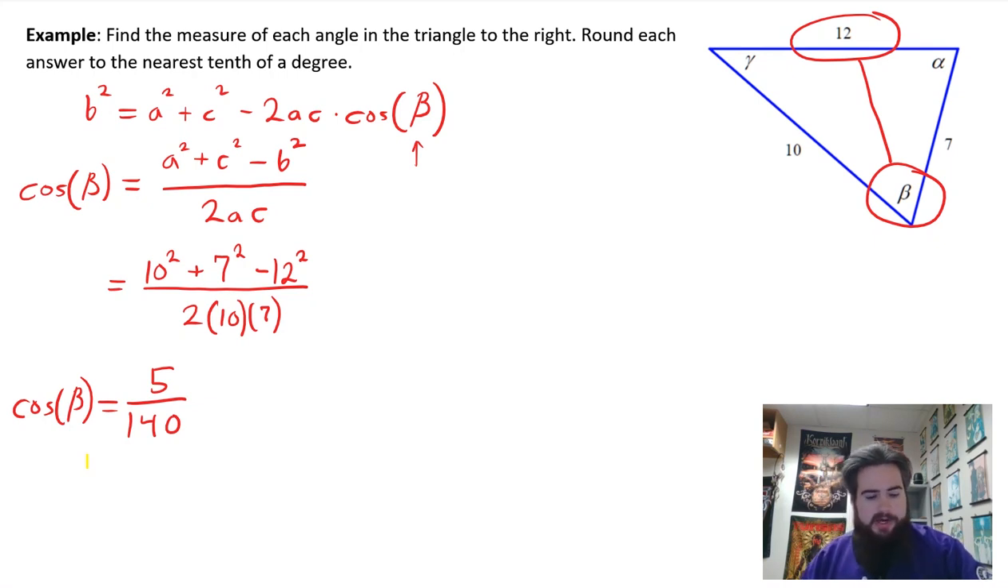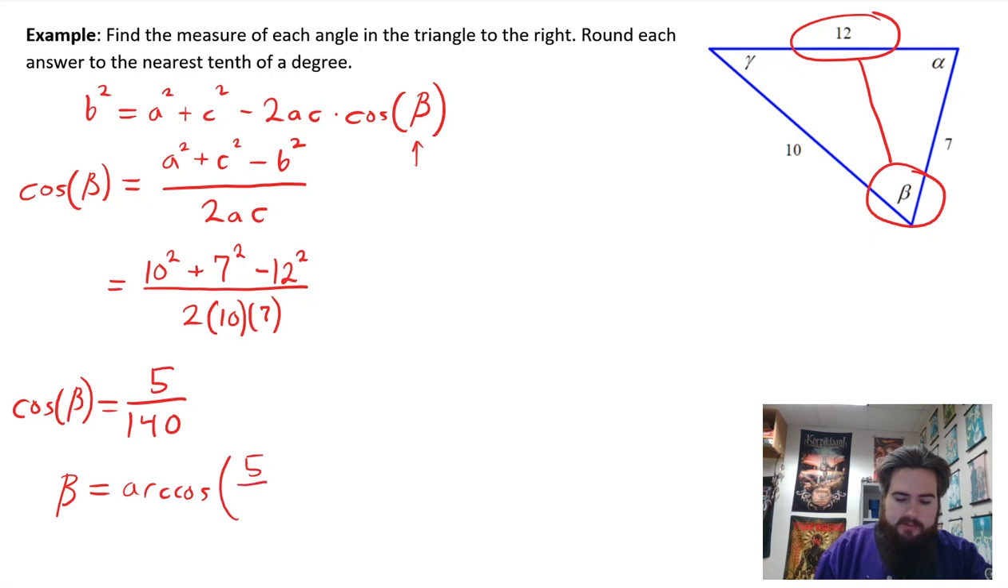Now I don't know that ratio from the unit circle, so I'm probably going to need to use an inverse cosine function in order to solve for beta. Arc cosine of 5 over 140.